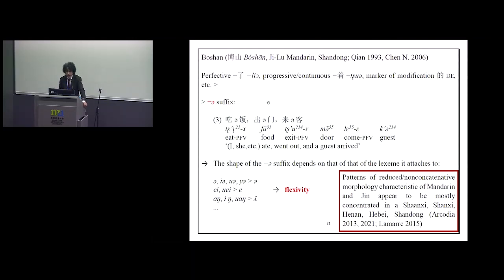For instance, the equivalent of perfective le of Mandarin, or zhe, and many other functional morphemes get reduced to a monosyllabic suffix, which is represented conventionally with a schwa, but it's not an actual schwa. The shape of this suffix depends on that of the rhyme of the syllable it attaches to. So it can have different forms. Here you see just 3 examples, but there are many more depending on the rhyme. So you see basically not only strong reduction, but also allomorphy, flexivity, which is not expected in an isolating language.